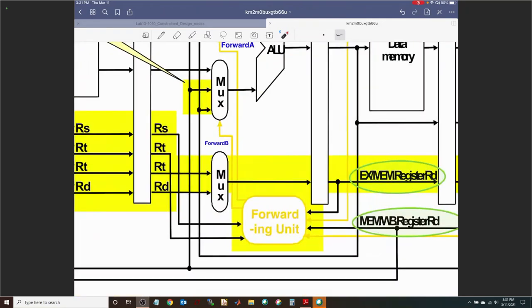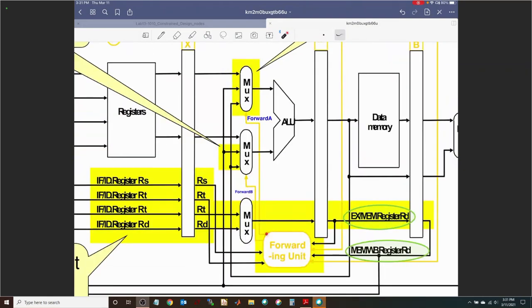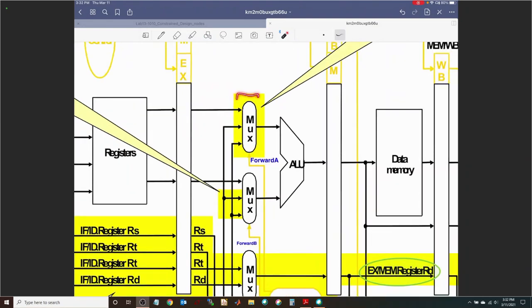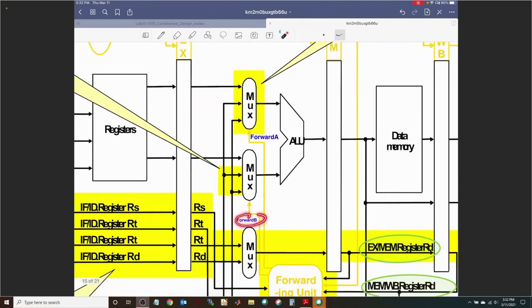You will need to check for RS and RT. So you've got black arrows coming into the forwarding unit. You're checking for whether these guys are equal to those guys or not. And depending on whether they are or not, you would send outputs to certain muxes, right? So you would send an output to this particular mux, and we can call that forward A control line, and to this mux, and we can call that forward B. Forward A essentially selects one out of three for the ALU A operand. Forward B selects one out of three for the ALU B operand.